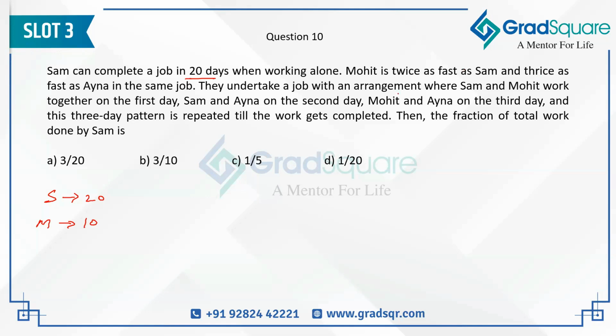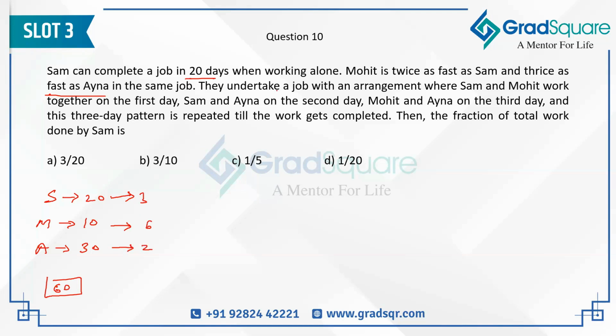And Mohit is thrice as fast as Anna, so Anna's value will turn out to be 30. So this is the number of days for each one of them. Let me take the total units of work as 60. That makes my life a lot easier. 30, 10, and 20, LCM of that. So this gives me that Sam, S, will be doing 3 units per day. M will be doing 6 units per day. And A will be doing 2 units per day.